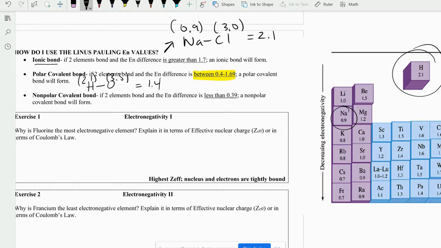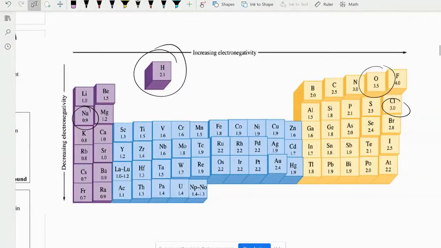And then lastly, a nonpolar covalent bond would be two elements that have a difference in electronegativity that's less than 0.39. A good example could be dihydrogen sulfide. So let's go ahead and take a look at hydrogen and sulfur.